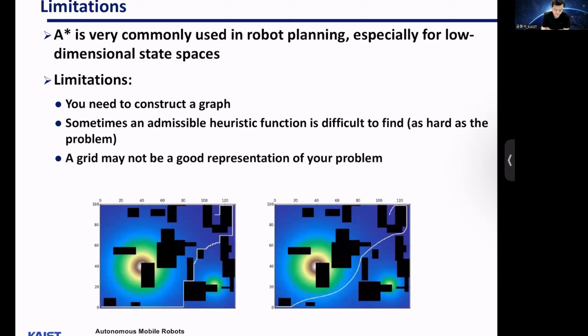Limitations are you need to construct a graph for a robotic application. Sometimes an admissible heuristic function is difficult to find. A grid may not be a good representation of your problem. Okay. But it's still an effective practical method for low dimensional state spaces.